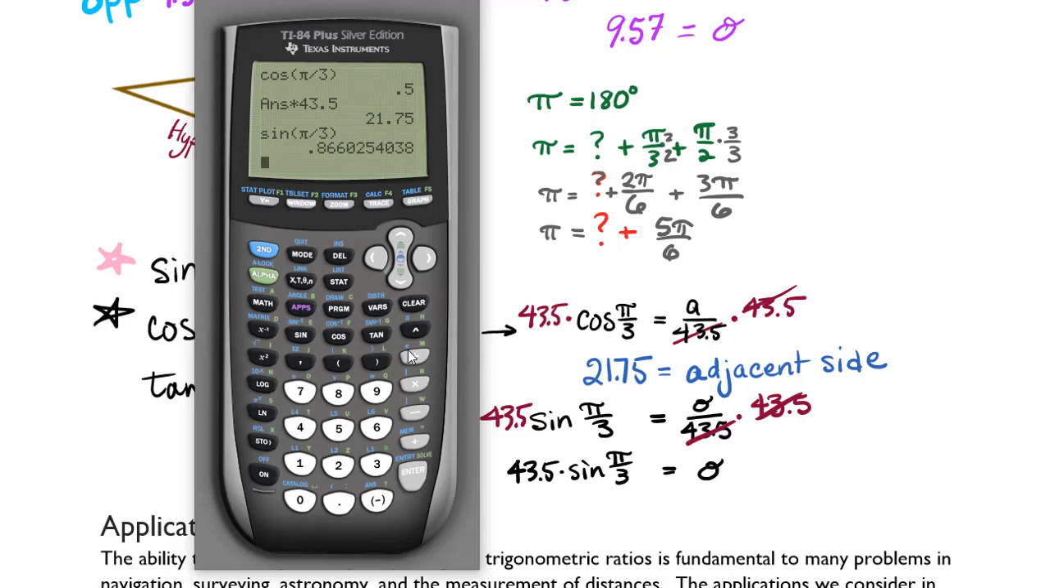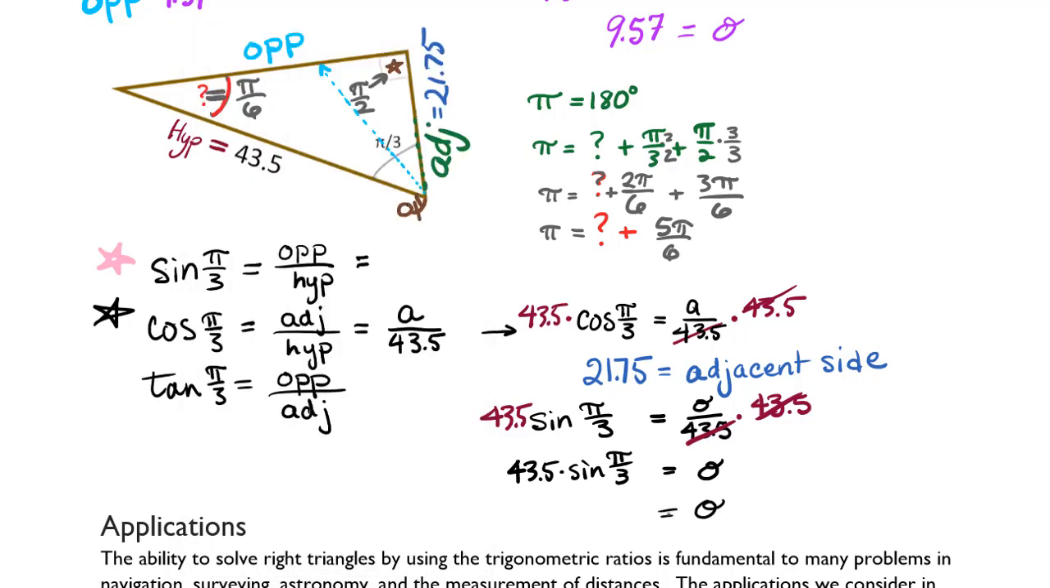Sine of pi over 3 is 0.866, etc., multiplied by 43.5, which will give me an opposite side of 37.67 units. So that's my opposite side.